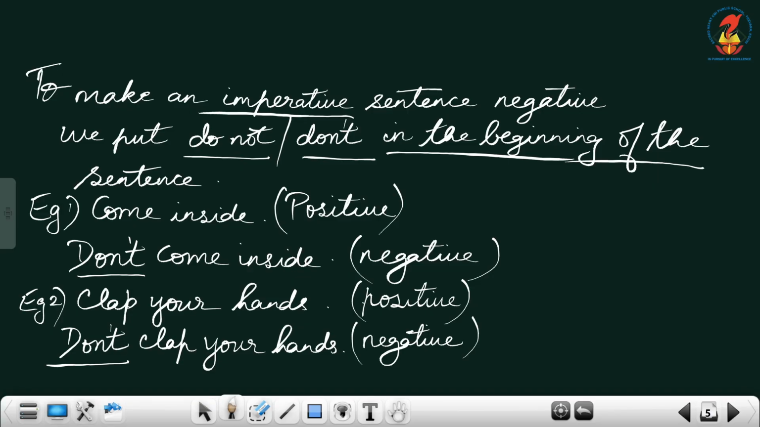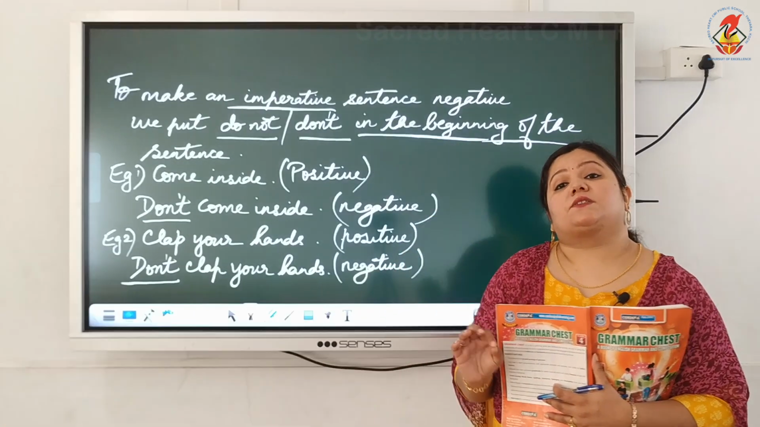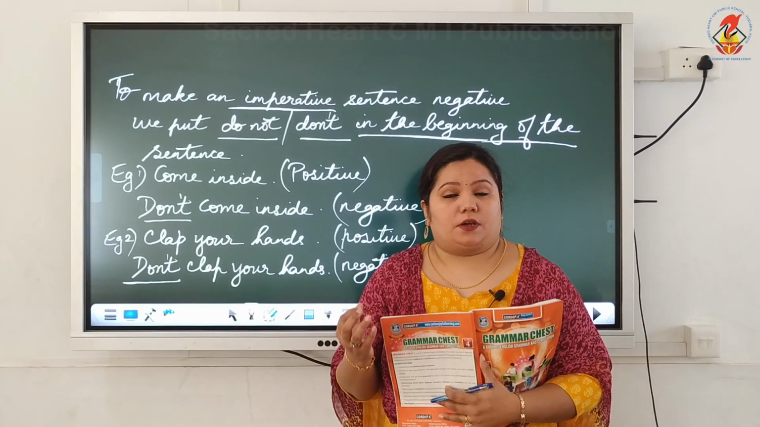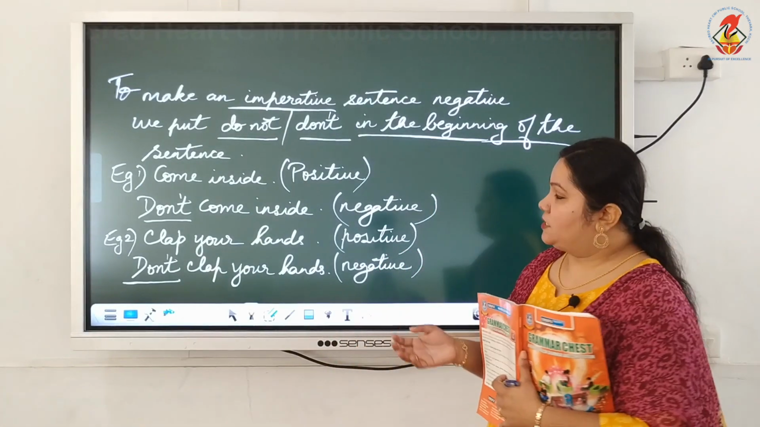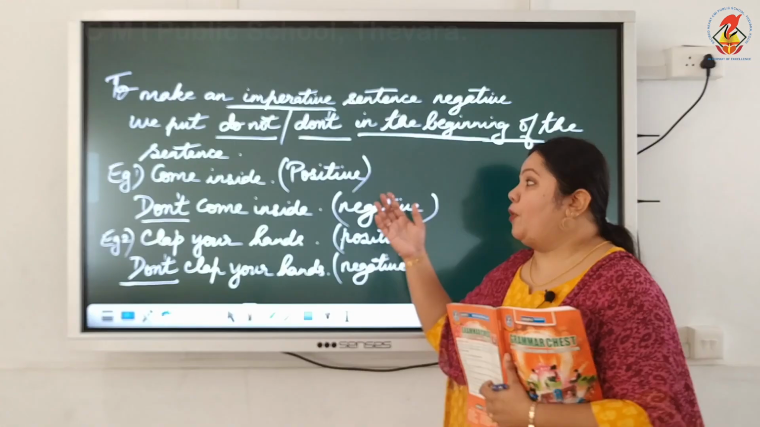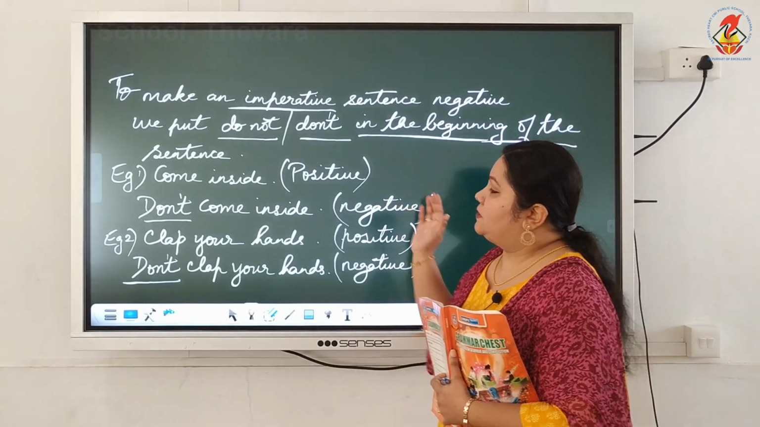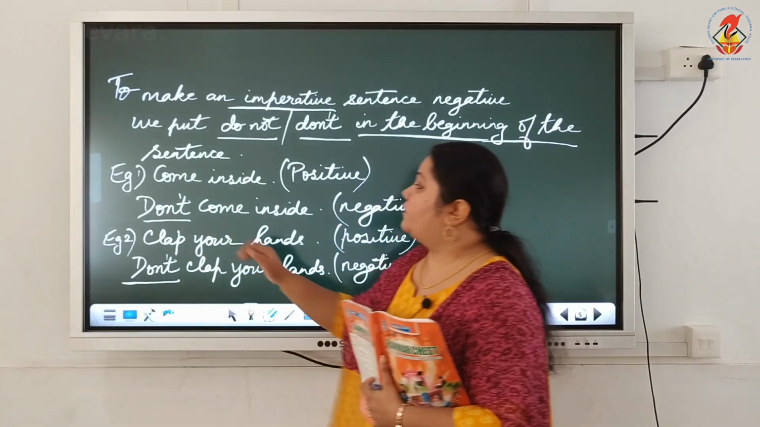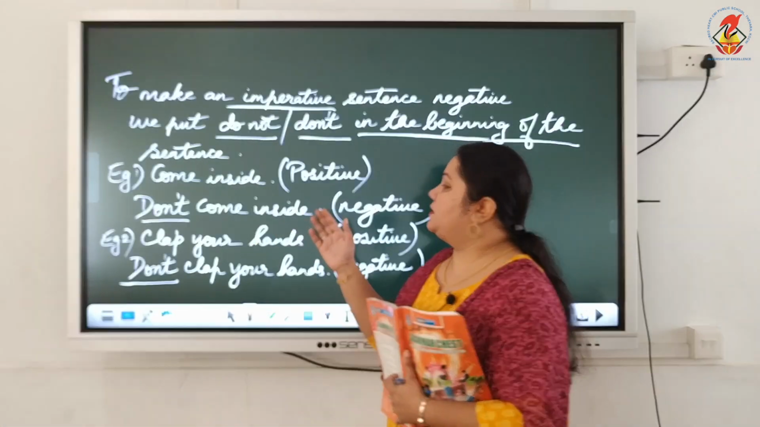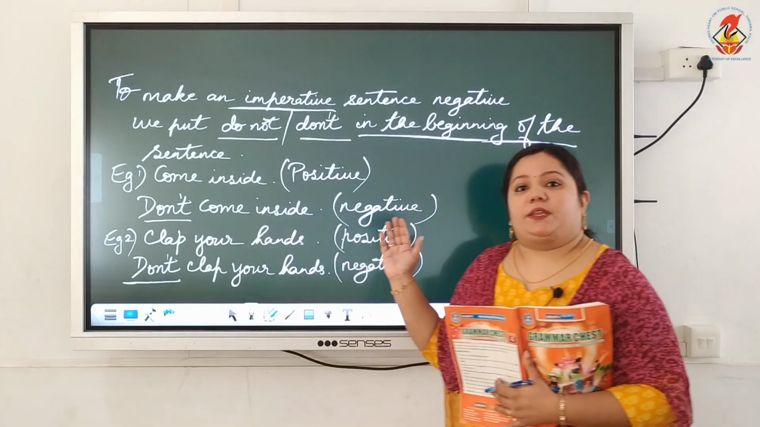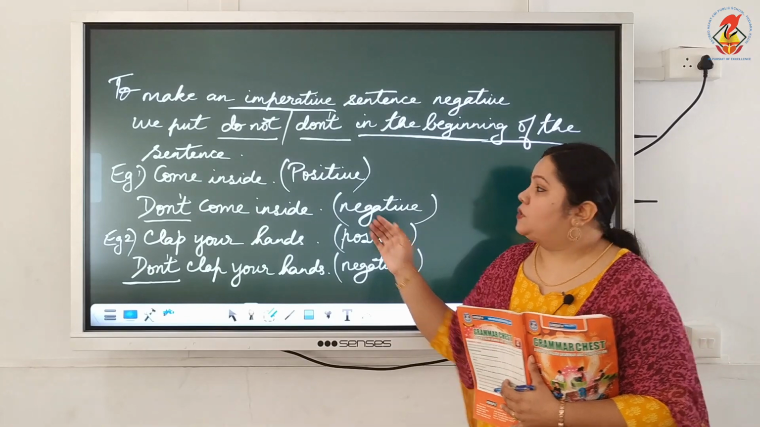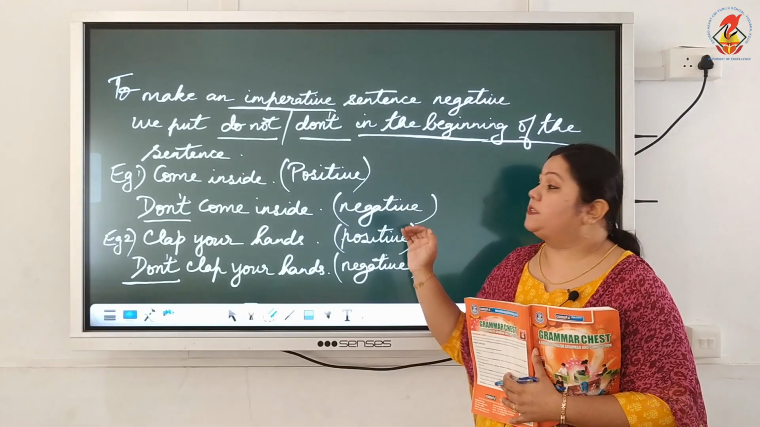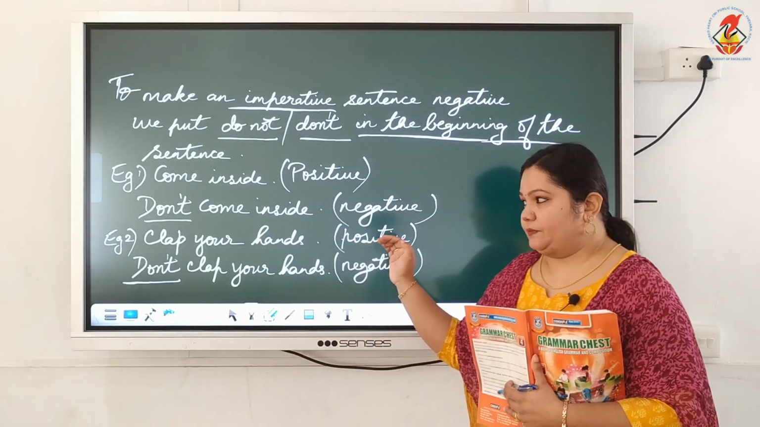Okay. Now let us see how we make an imperative sentence into a negative sentence. To make an imperative sentence negative, we put do not or don't in the beginning of the sentence. As you know, imperative sentences are sentences that tell you it is a command, a request or an instruction. We have learnt it. So here, "come inside" is a positive sentence. To make it negative, we write the negative word don't in the beginning of the sentence. So, don't come inside. Once we write don't in the beginning, it immediately becomes a negative sentence.